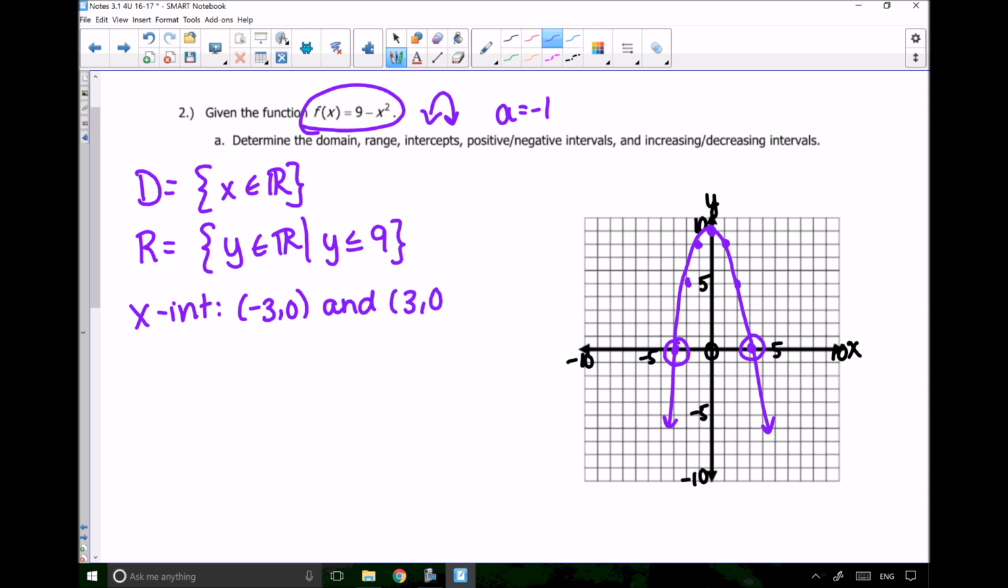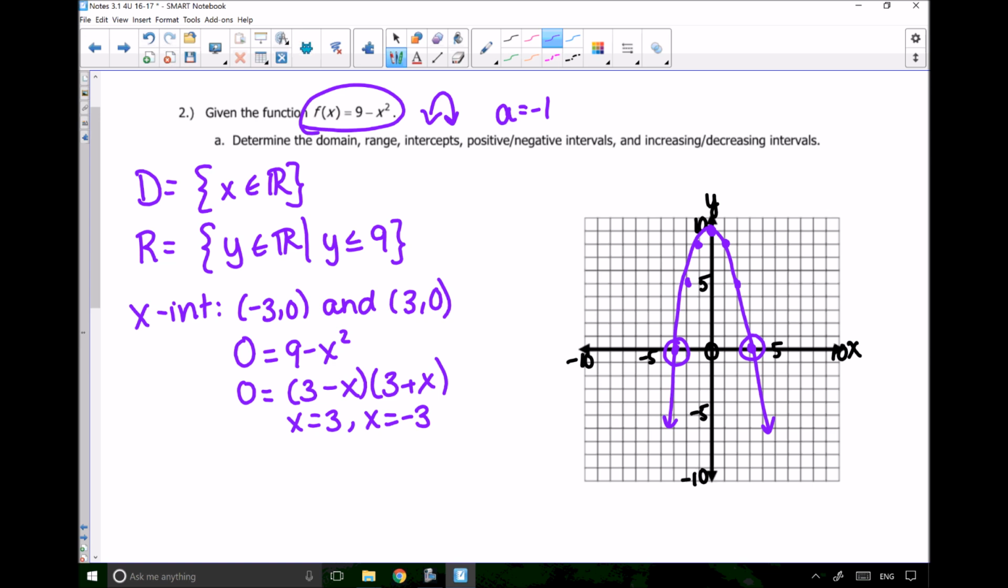But let's talk about this algebraically. Why are my x-intercepts (-3, 0) and (3, 0)? In order to figure out my x-intercepts, I just replace f of x with 0. So I get 0 equals 9 minus x squared. So I get 0 equals, when I factor it, it's a difference of perfect squares, (3 minus x) times (3 plus x), which means x can be 3 and x can be -3.